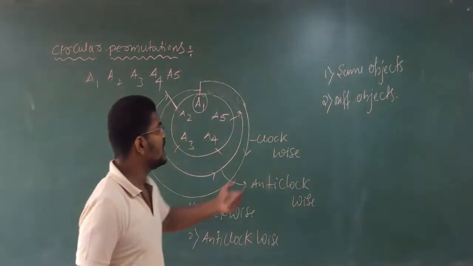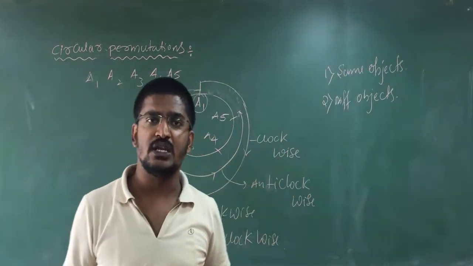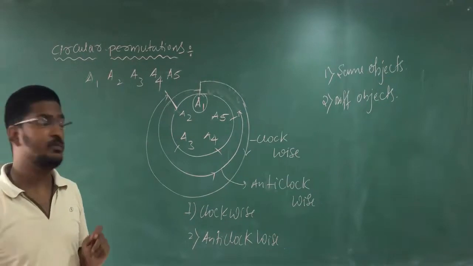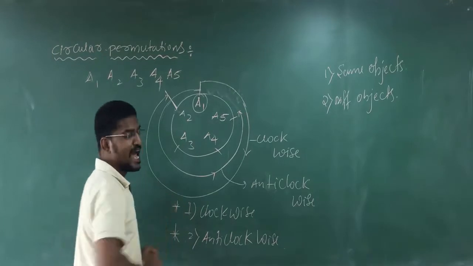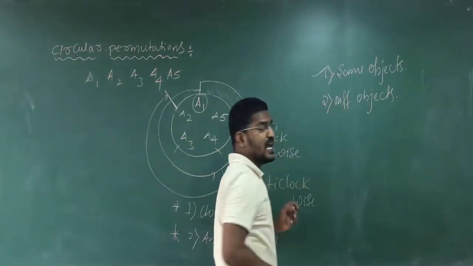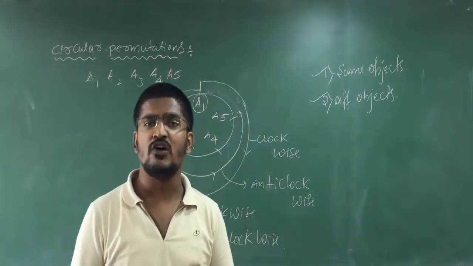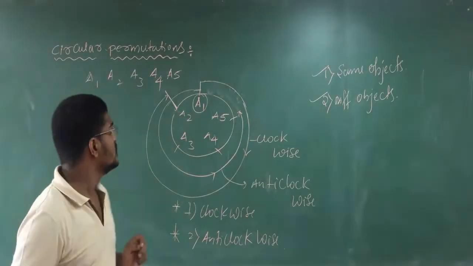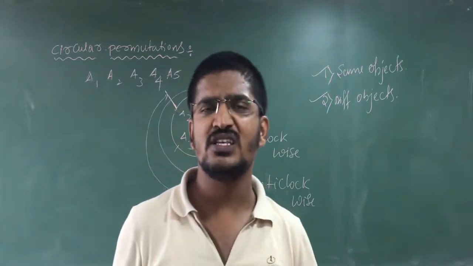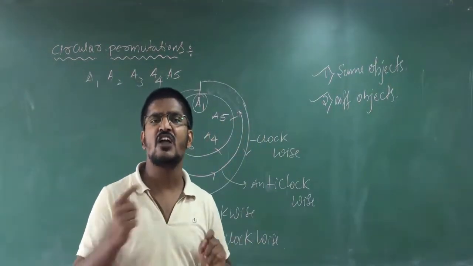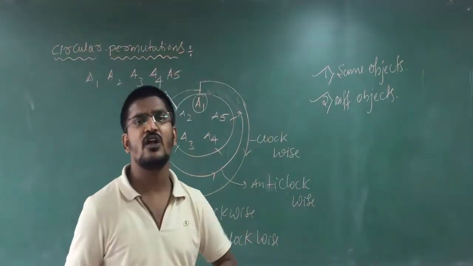Clear? For same objects it will be one permutation. For different objects it will be another permutation. So whenever you are solving, please concentrate on what the permutation is. Is it clockwise or anti-clockwise? Does it have the same objects or different objects? This is what we have to concentrate on whenever you are solving your circular permutations. Please remember, circular permutation means the arrangement or selection of the elements in circular form by fixing one of the objects. Clear? Okay, now let us move on to the next things.